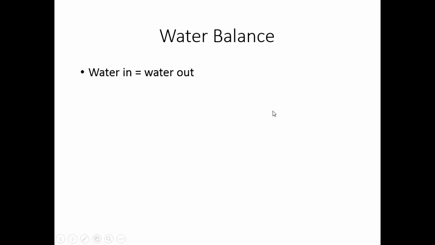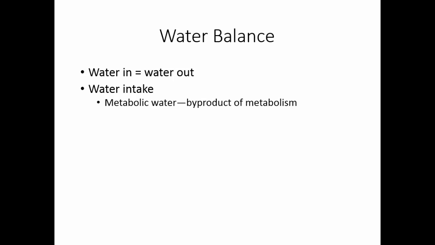To maintain water balance, the amount of water that comes into our body has to equal the amount of water that leaves our body. We have two sources of water. One is what we call metabolic water. This is water that's a byproduct of metabolism. This contributes a small amount of the water in our body. Most of our water intake is what we consider conscious intake. We drink fluids, we have water in foods that we eat.